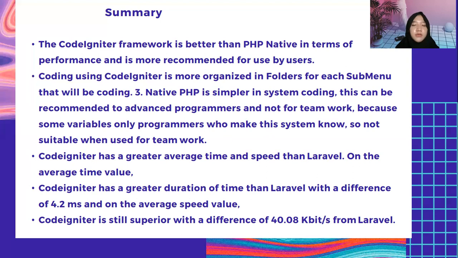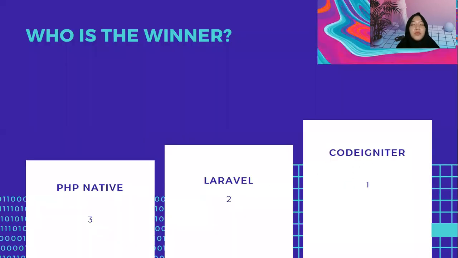CodeIgniter has a greater average time and speed than Laravel. On the average time value, CodeIgniter has a greater duration of time than Laravel with a difference of 4.2 milliseconds, and on the average speed value, CodeIgniter is still superior with a difference of 40.08 kilobytes per second from Laravel. So the winner is CodeIgniter.